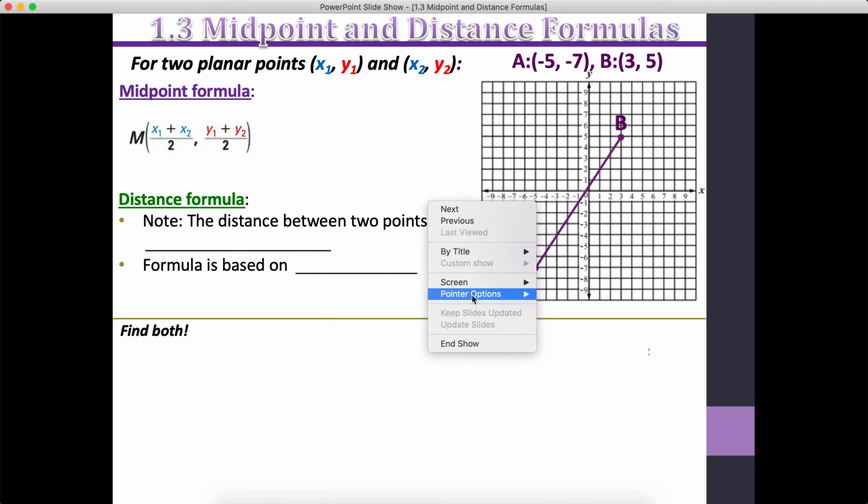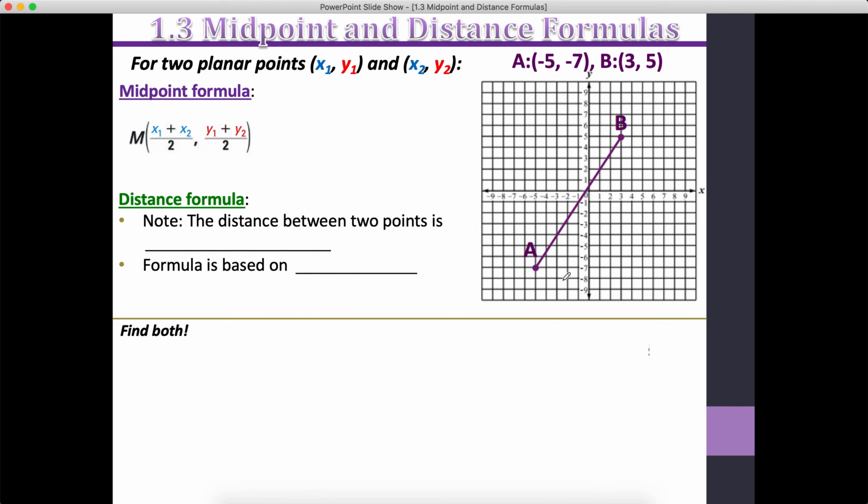So the distance formula, just to kind of show the logic of the midpoint formula, again, I could think of the change from A to B in terms of its horizontal distance and in terms of its vertical distance. So I went from A to B by traveling 8 units to the right, and then, let's see, negative 7 to 5 is 12 units up. So 8 and 12.